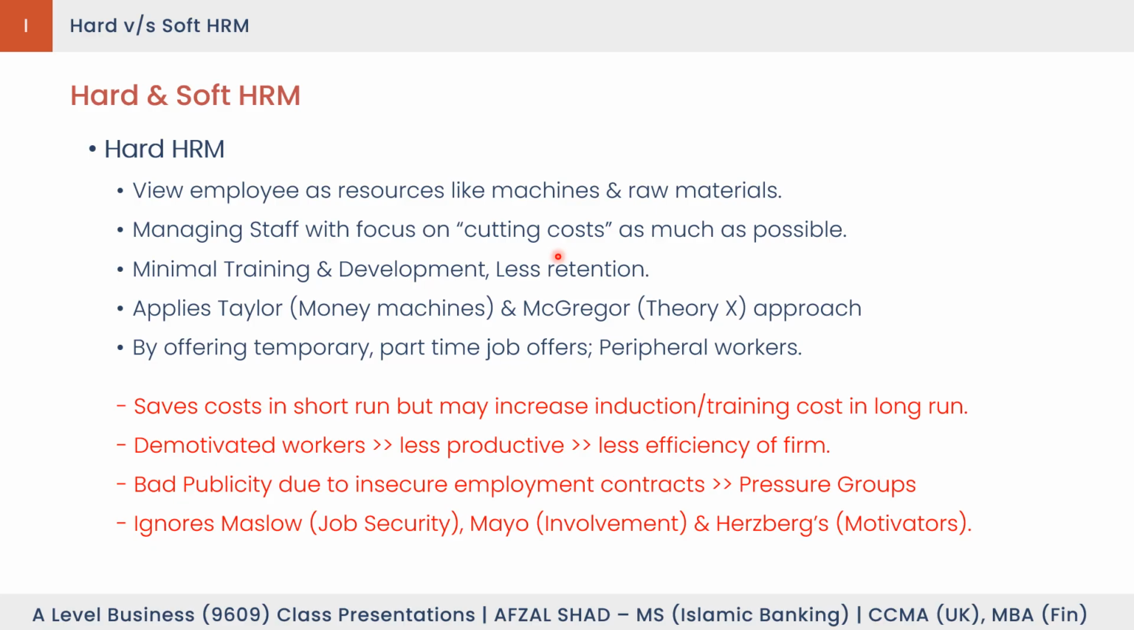Third, minimal training and development of the employee, less retention. So hard HRM ये believe करता है in replacement of the employee. If employee is unable to do the new task या upgraded task, simply fire the employee, get the new one who can do that task. For example, you have upgraded the machinery in your organization.